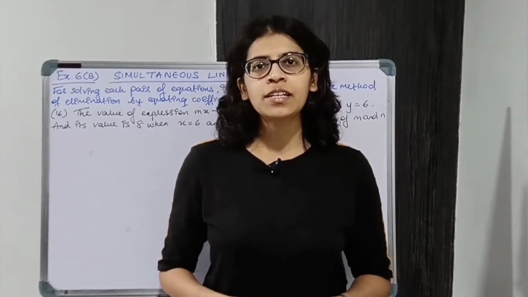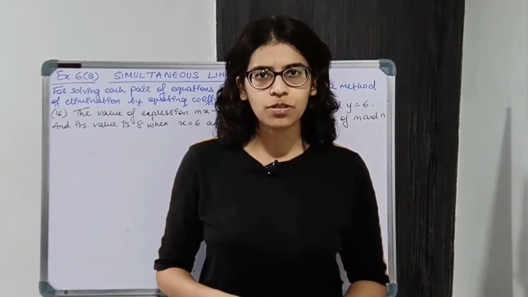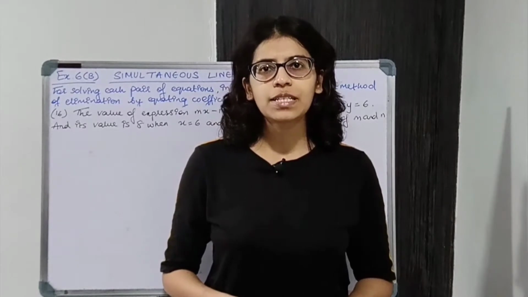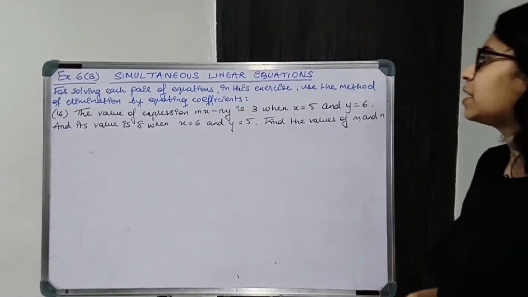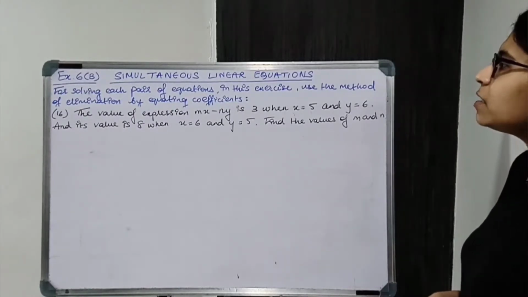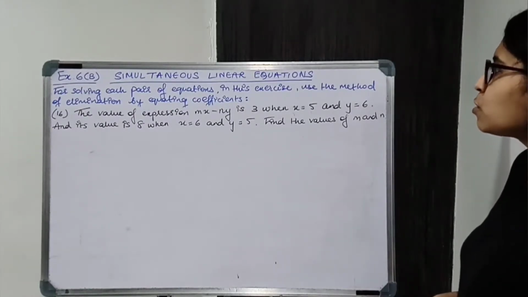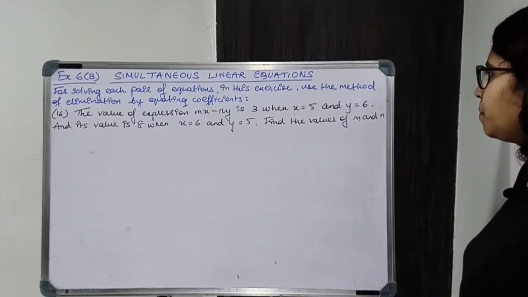In this video, we'll continue with exercise 6B from chapter Simultaneous Linear Equations. Coming to question number 16: the value of expression mx minus ny is 3 when x is equal to 5 and y is equal to 6, and its value is 8 when x equals 6 and y equals 5. Find the values of m and n.